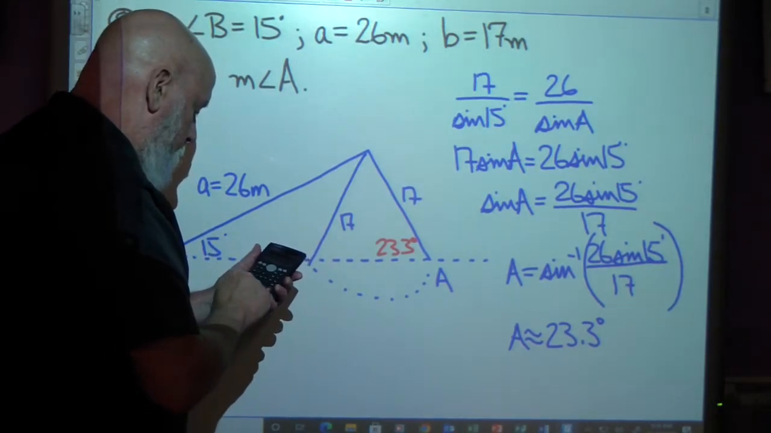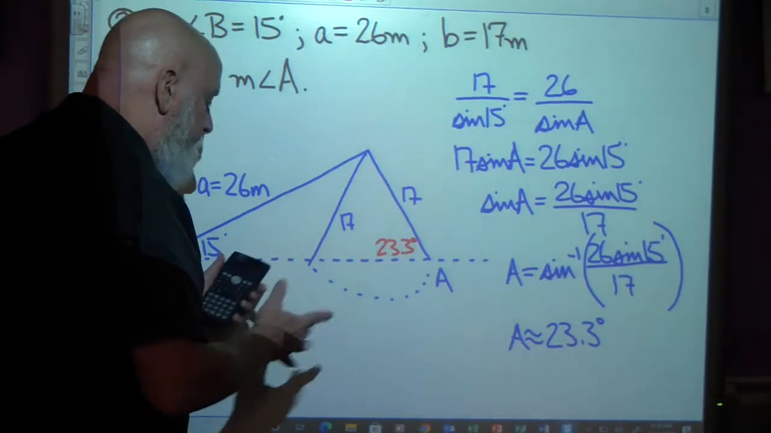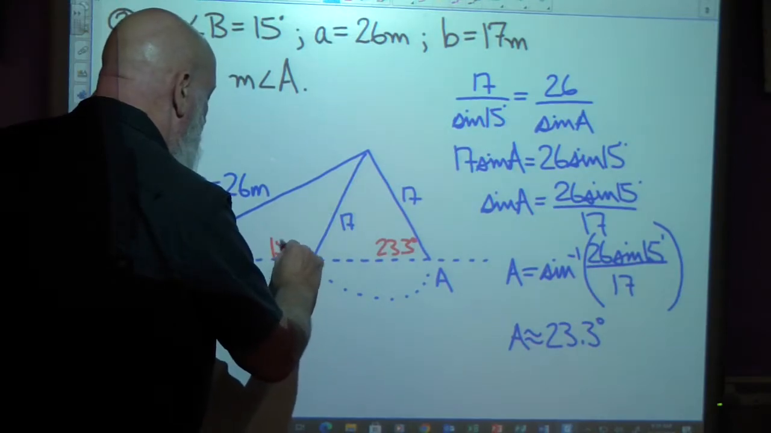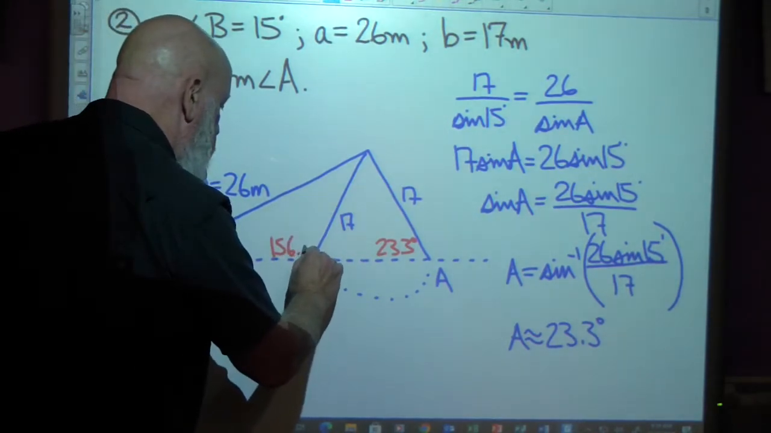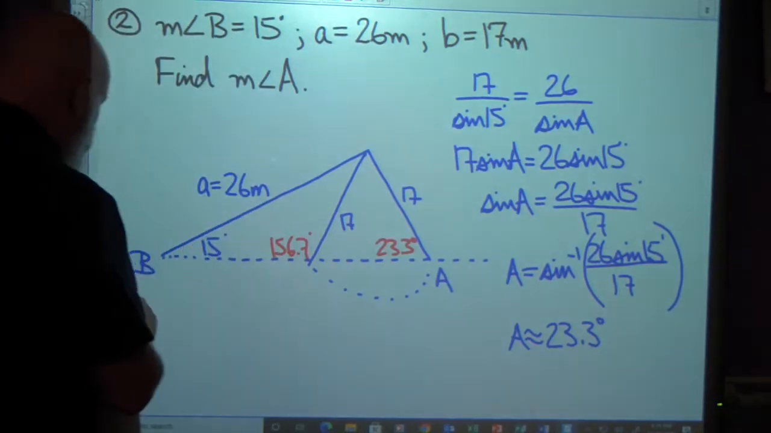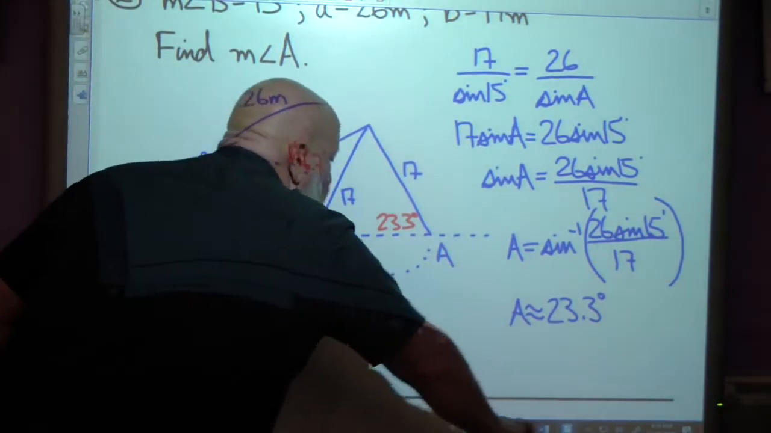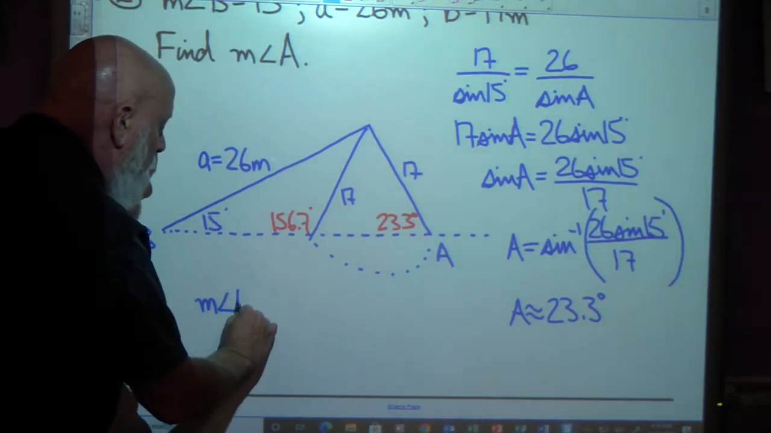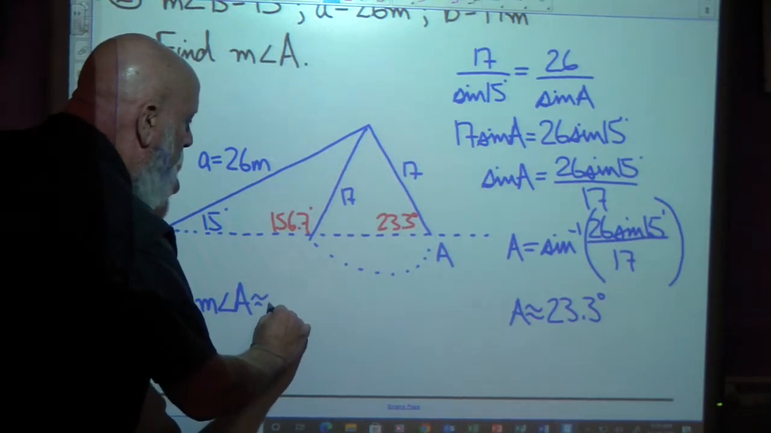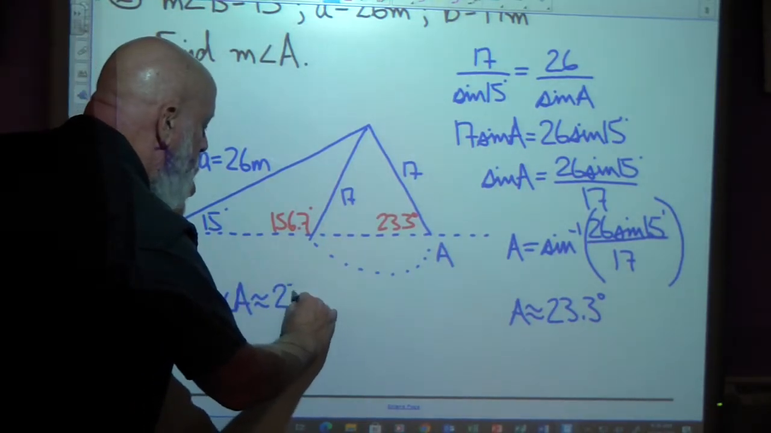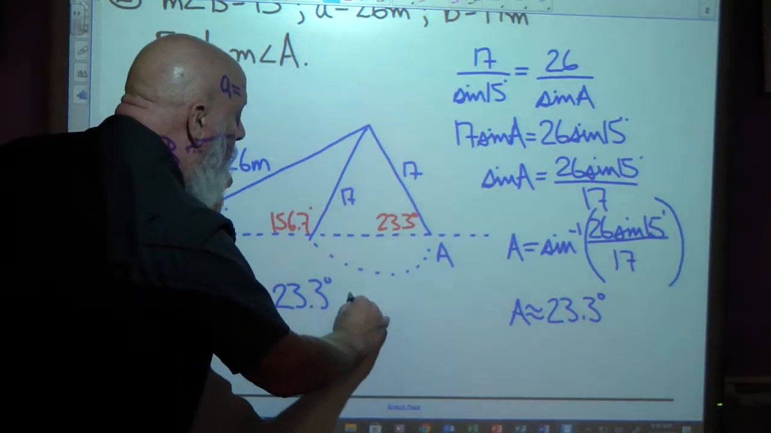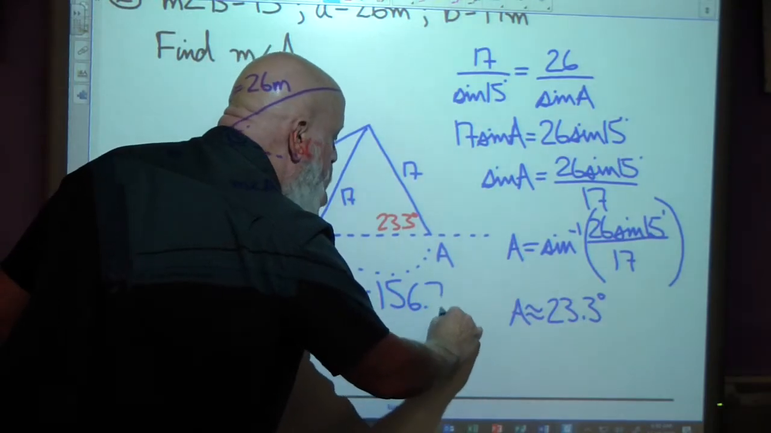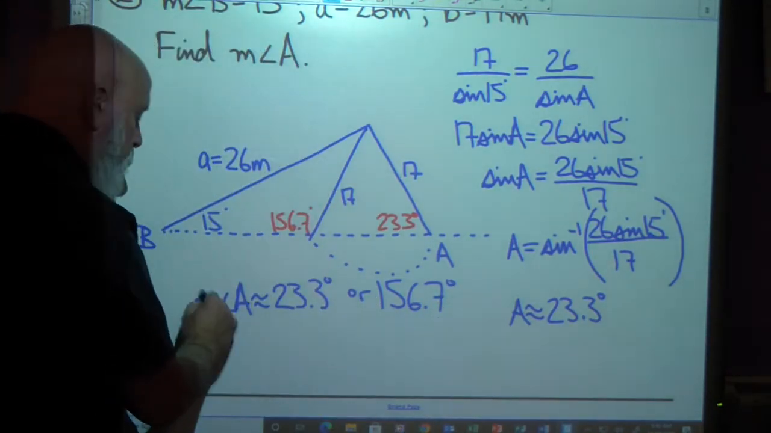So 156.7, roughly. And then I state my answer. I'm looking for the measure of angle A, so the measure of angle A could be approximately 23.3 degrees or 156.7 degrees, because we're dealing with an ambiguous case.